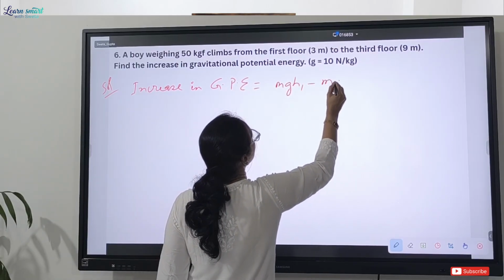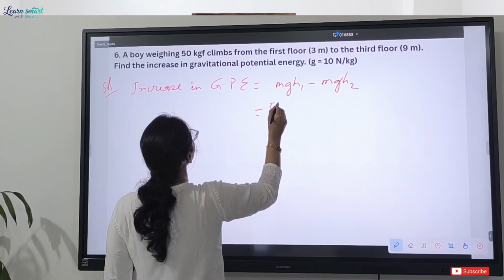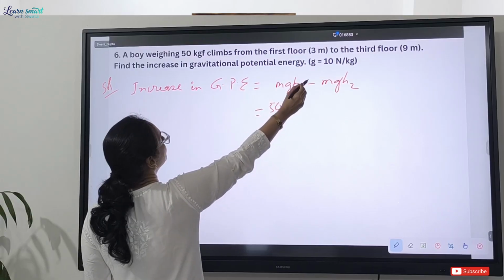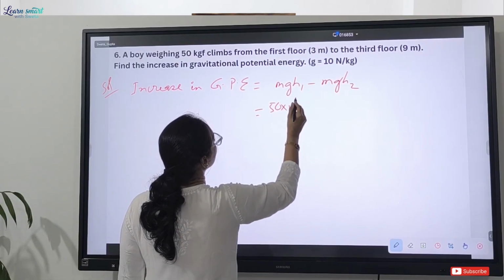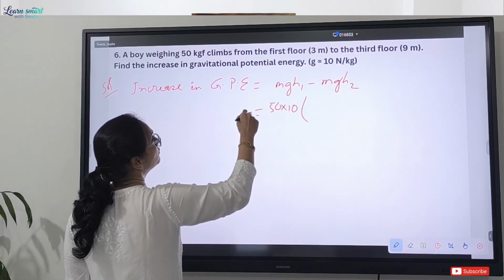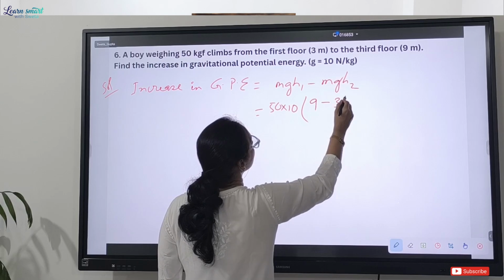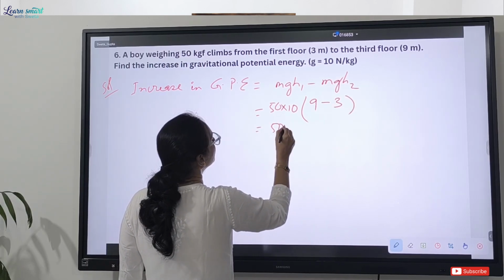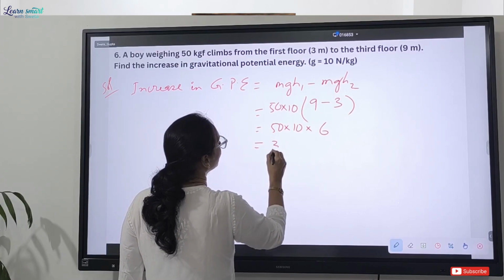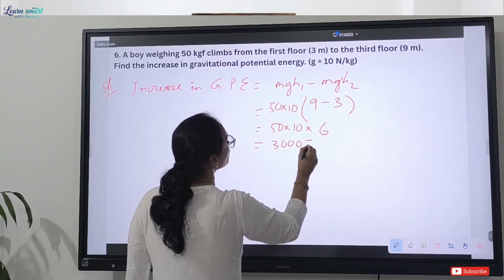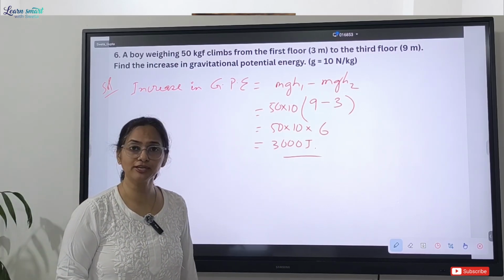mgh1 minus mgh2. So mass was 50, and they have told to take g as 10. So 50 into 10, and height from third floor to ninth floor. So h1 minus h2, we will take 9 minus 3 which is 6. So 50 into 10 into 6. Now just calculate 6 into 5, 30 and the 2 zeros. So 3000 joules is the increase in gravitational potential energy.